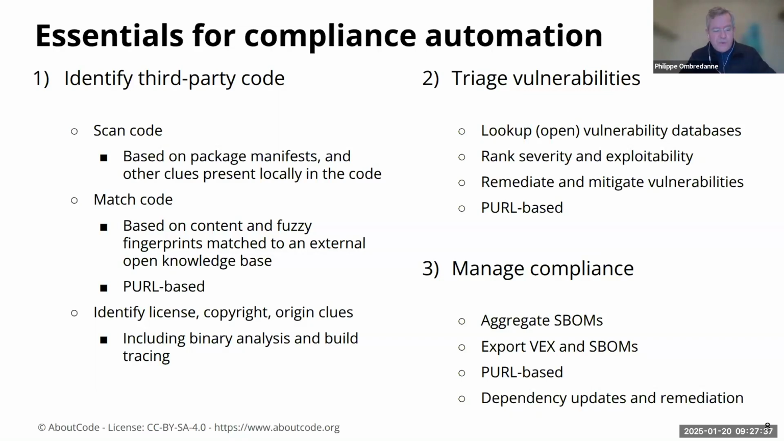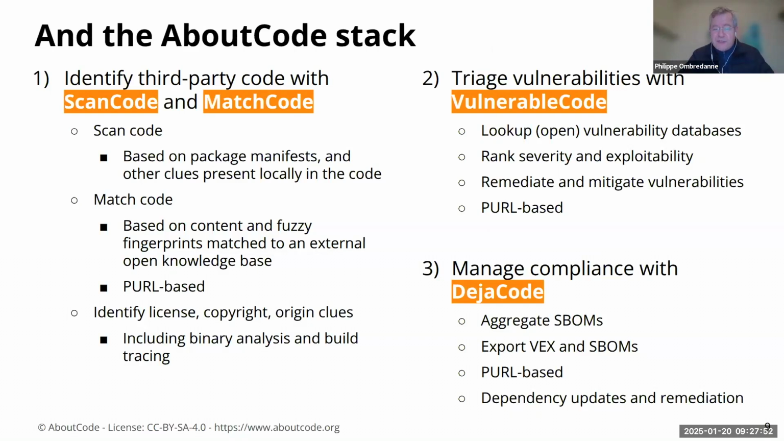Ideally, we'd want, again, this to be PURL-based, so using package URLs ensures that you'll be able to better communicate with other tools and SBOMs. So that's the essential. Now, what we're trying to do with AboutCode is basically provide a solution, an open source solution, an open data solution, which covers: scanning code with ScanCode, of course, and matching code with MatchCode. And you may not be super familiar with MatchCode because it's a new feature that's grafted onto the stack. Vulnerabilities with VulnerableCode, and finally managing compliance with DejaCode.